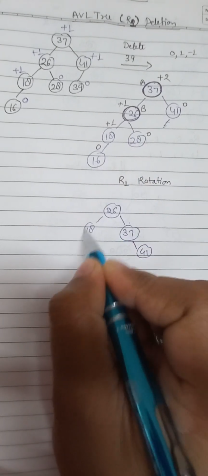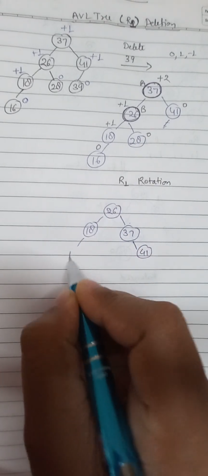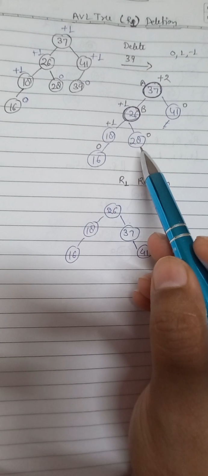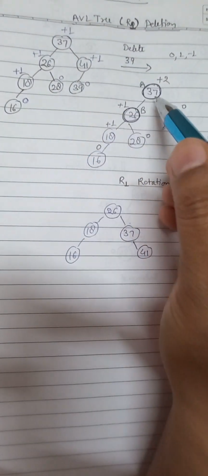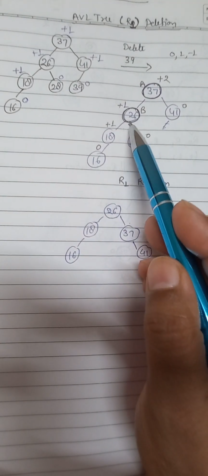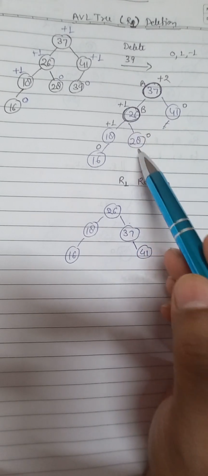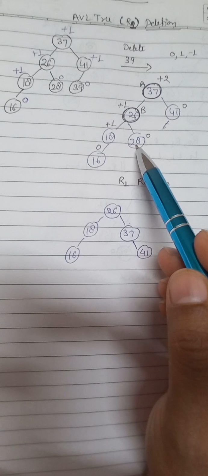And after 26 what is there? 18 is there, so 18 will come. And after that what is there? 16 is there, so 16 will come. Now one node is left, only 28, because we are rotating right hand side, so 26 will go up, 37, 41 will come down, and 18 and 16 will come over here. Now 26 is the root. Earlier 37 was the root, so 28 is coming here, because we are following the binary search tree property.